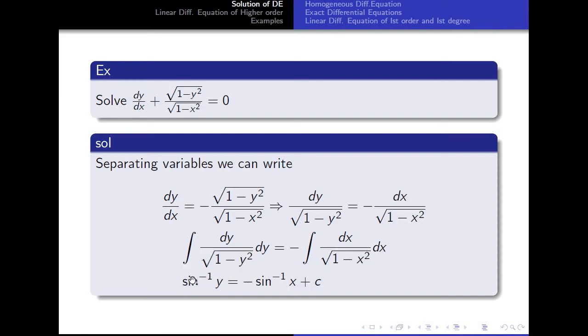Integration of this gives sin inverse of y plus sin inverse of x equal to c. This is the solution of our equation. This is the variable separable form. In variable separable form, we can separate the x variable and y variable, and then we can integrate.